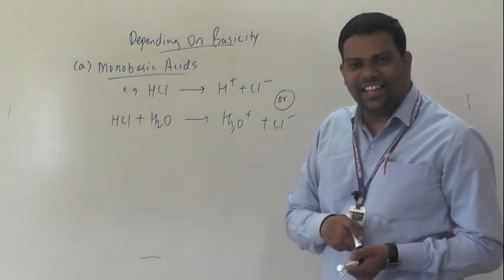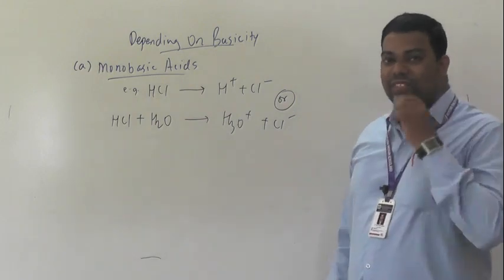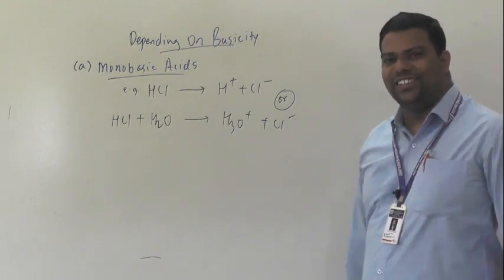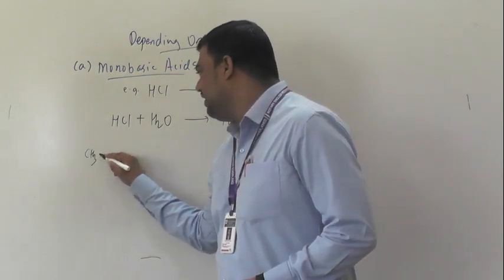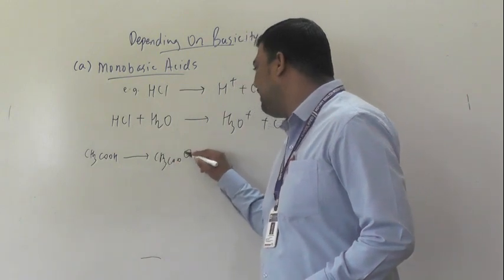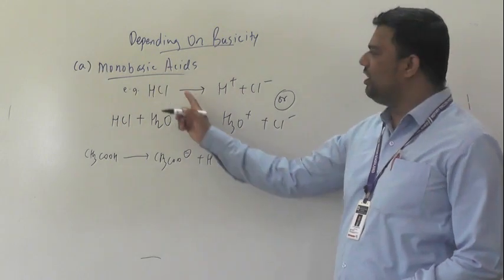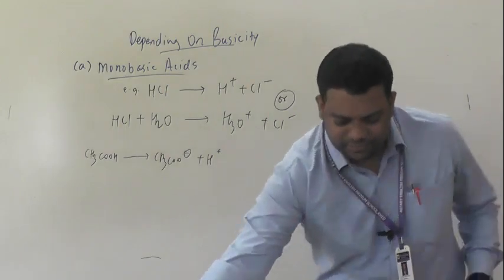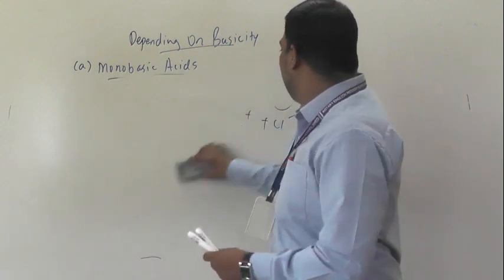Okay, and some other examples: HBr, HI we can write. Your acetic acid also, CH3COOH. We will say this CH3COOH gives CH3COO minus plus H plus, meaning one replaceable H plus, so it belongs to what? Monobasic acids.